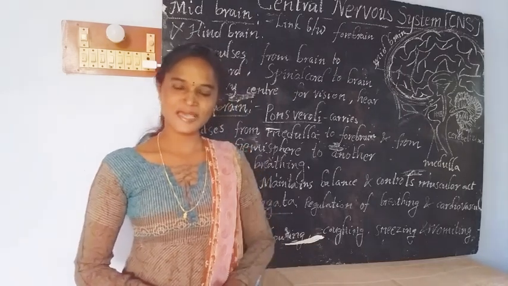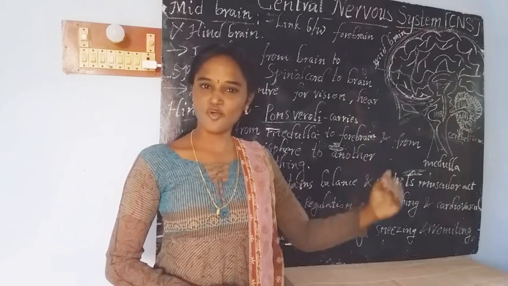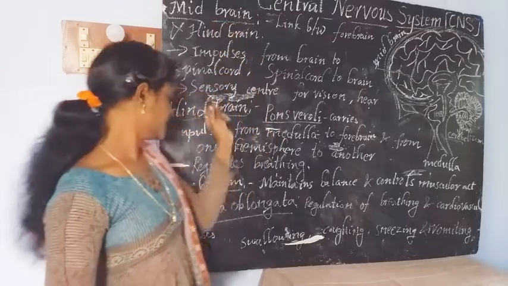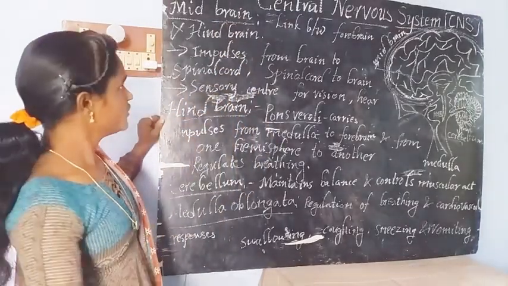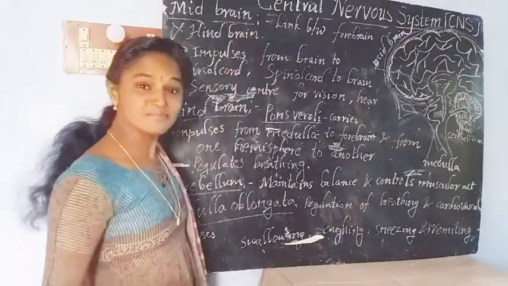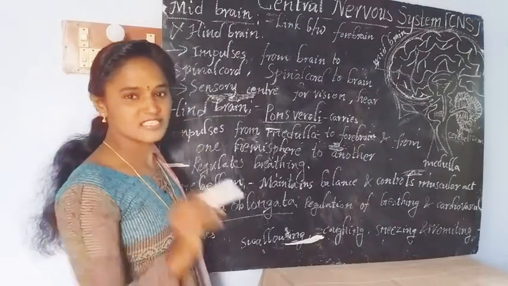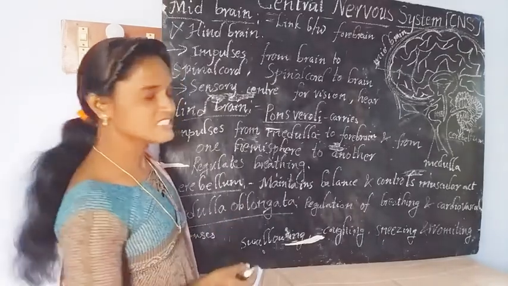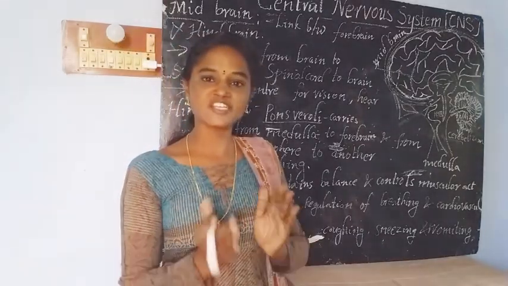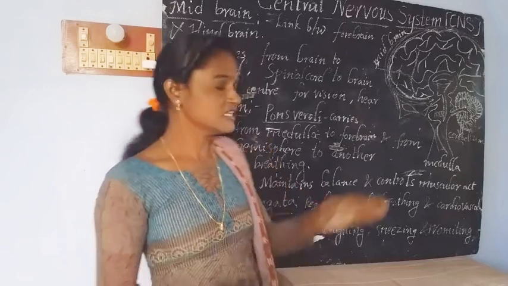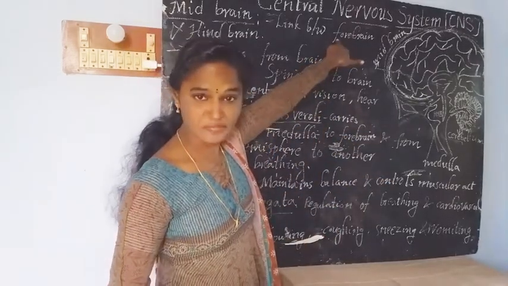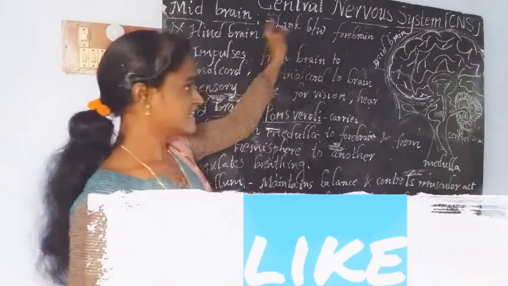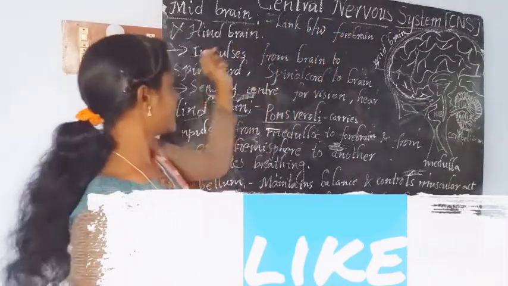We are going to discuss the remaining part of the central nervous system, that is the midbrain and hindbrain. If we talk about the midbrain, it is the middle part of the brain. The middle part of the brain is called the midbrain, and it is actually a link between our forebrain and hindbrain.